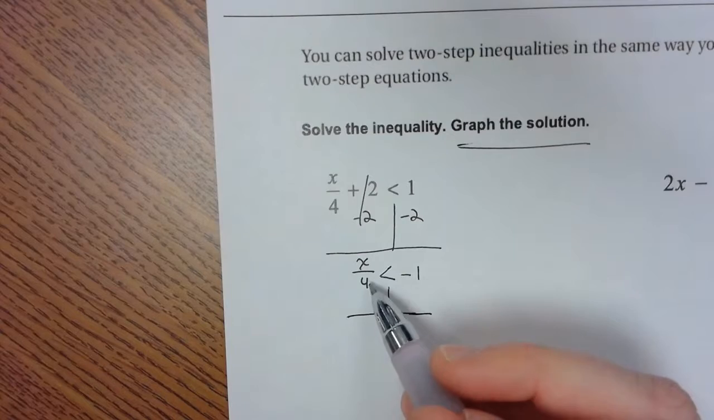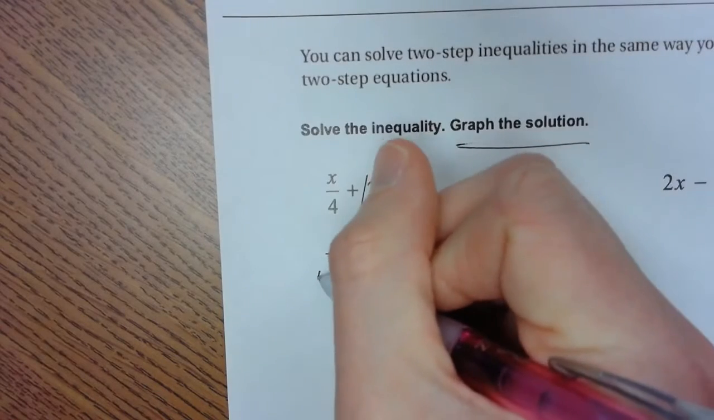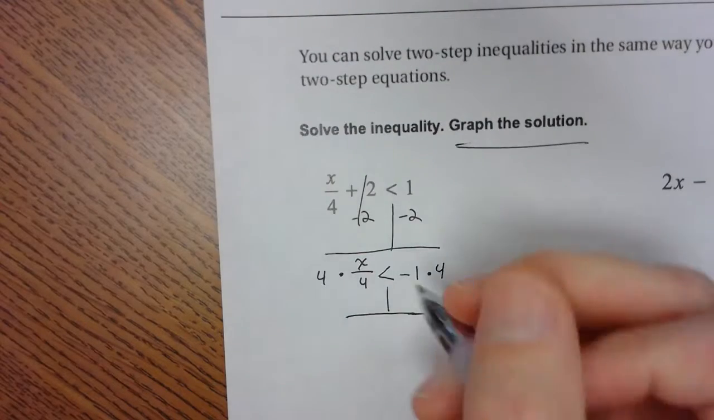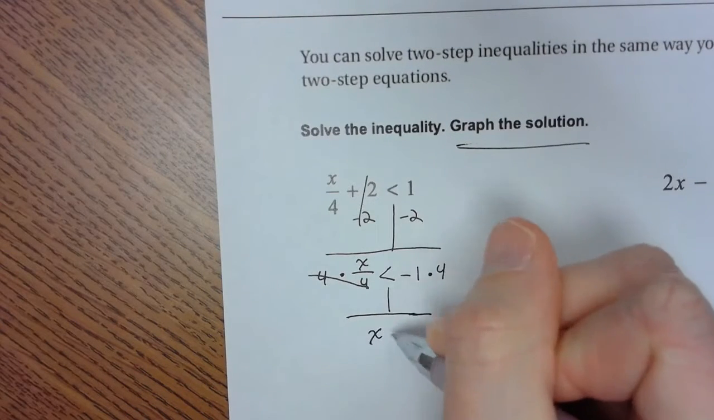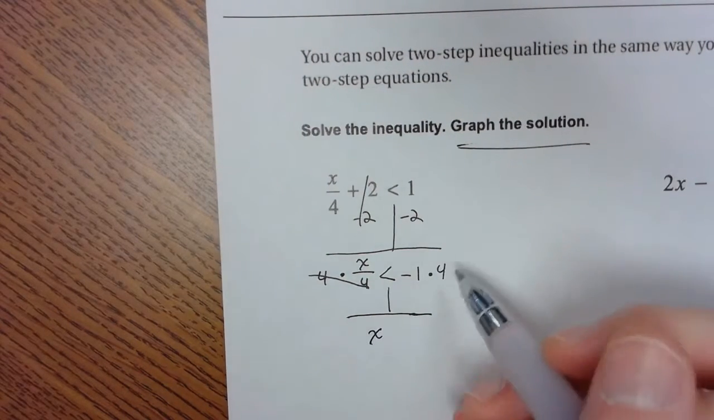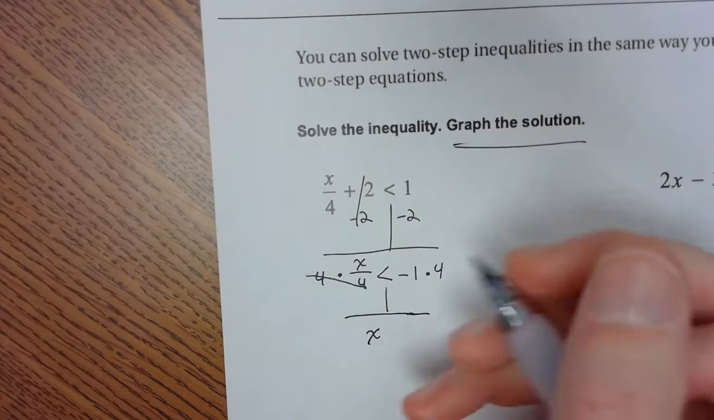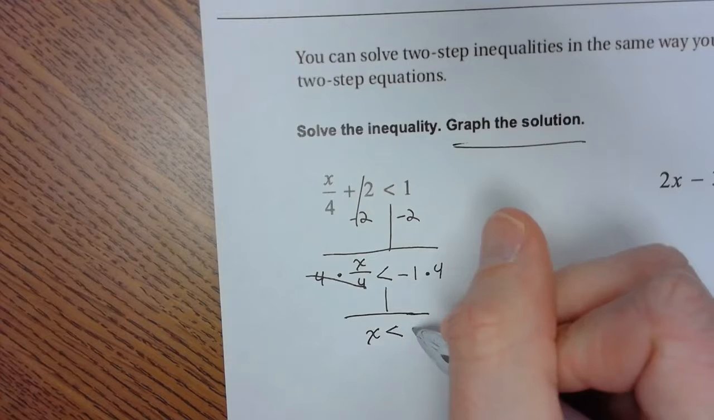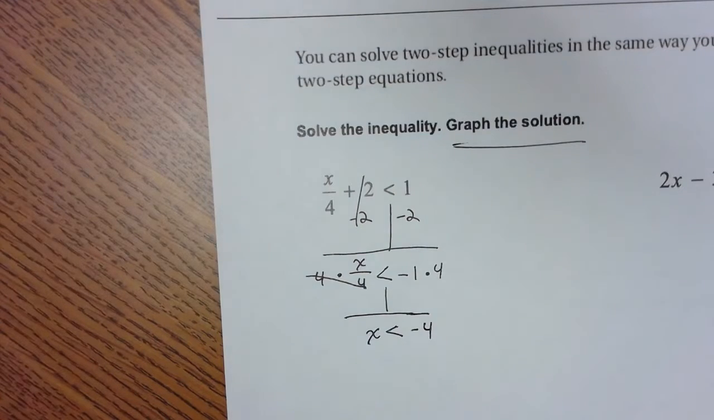I'm dividing by 4, so I get rid of dividing by 4 by multiplying by 4. The 4s cancel. Bring down my variable. Now I'm multiplying both by a positive, so my sign stays the same. 1 times 4 is negative 4.